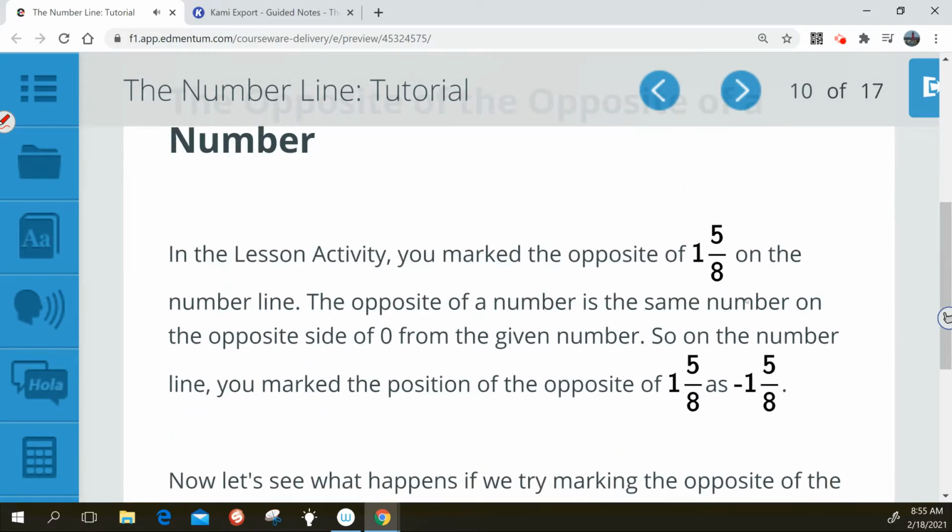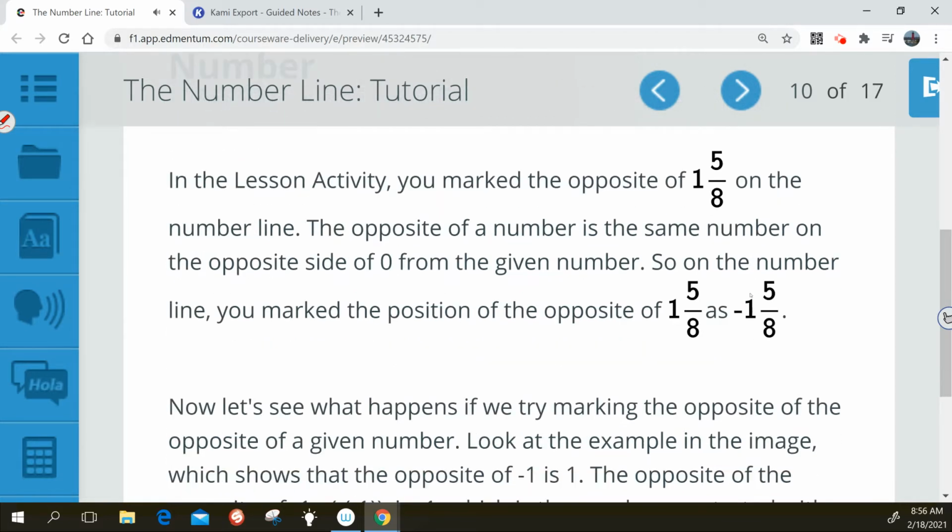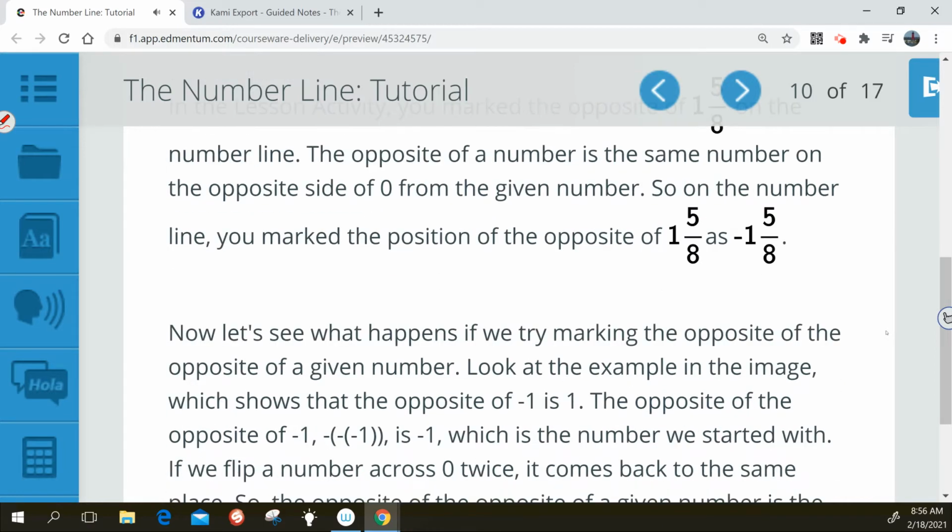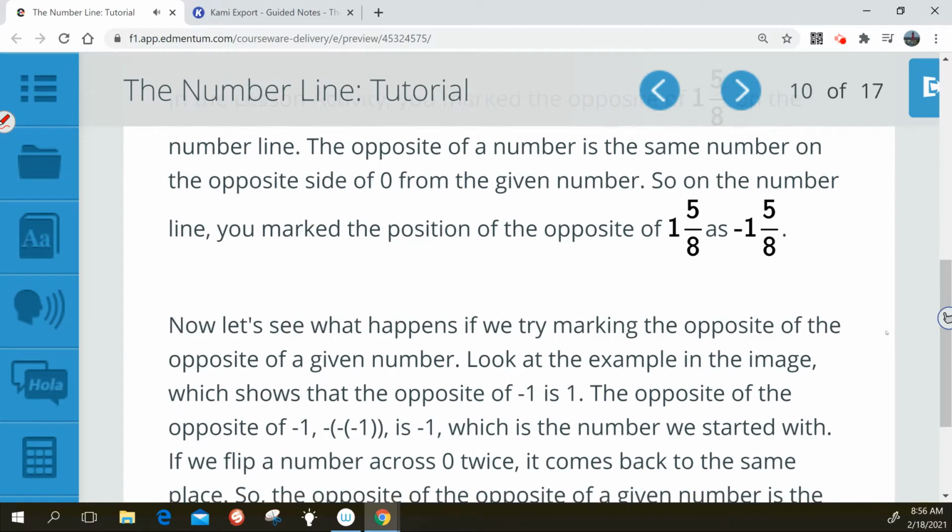In the lesson activity, you mark the opposite of 1 and 5/8 on the number line. The opposite of a number is the same number on the opposite side of 0 from the given number. So on the number line, you mark the position of the opposite of 1 and 5/8 as -1 and 5/8. Now let's see what happens if we try marking the opposite of a given number.